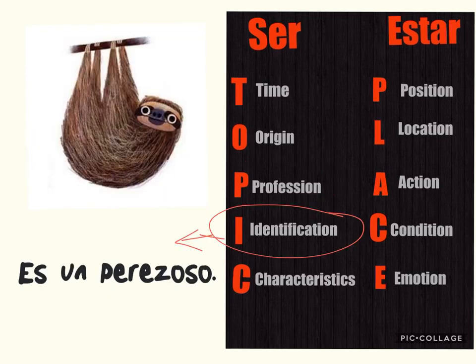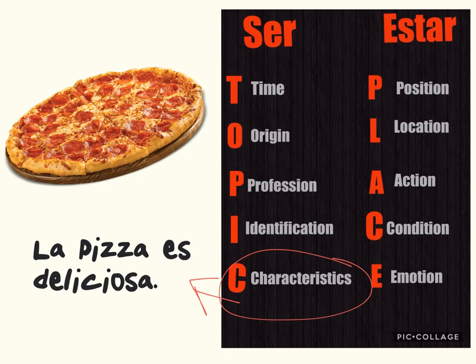The I stands for identification. So if you're identifying what something is or who someone is. So for example, "es un perezoso." It's a sloth. I identify it. C is for the characteristics of something, describing what something looks like, tastes like, describing the way that something is. So for example, "la pizza es deliciosa."